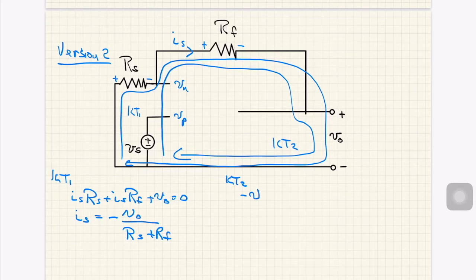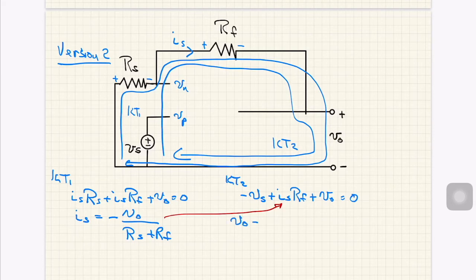So now KT2, and that should look familiar because it'll be the same as we had before, where we said minus Vs, and then we have the loop all the way up to the feedback resistor IS RF plus, got to remember the V0 term, so I have the V0, the output term here, and those are all equal to 0. And now I can do the same substitution trick as I did before. I can take this value for IS and plug it right in here, and now I can start to anticipate a little bit what's going to happen.